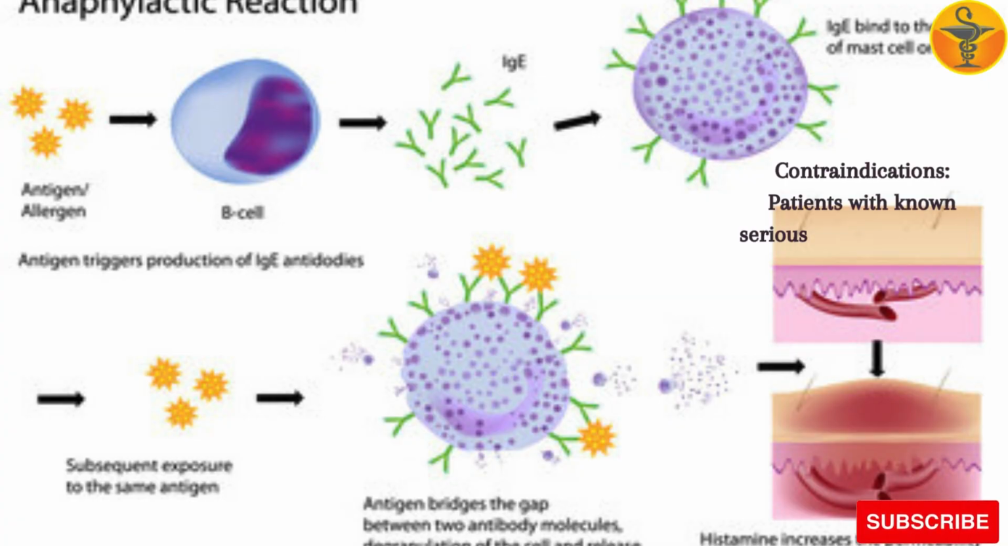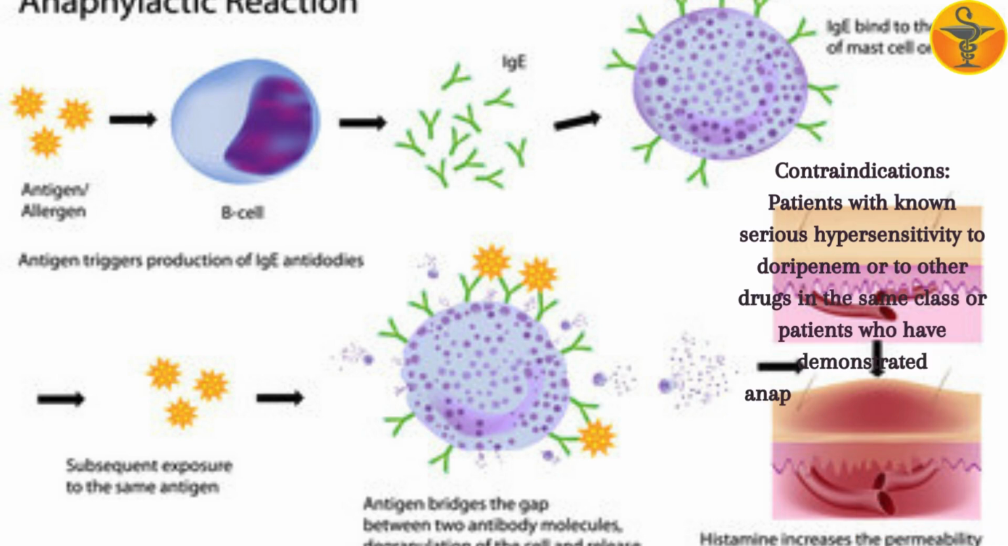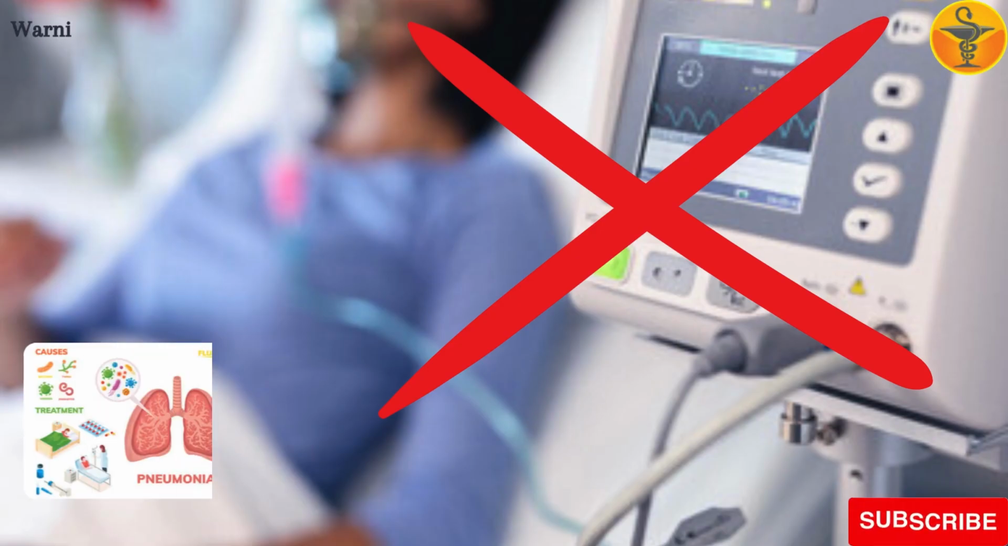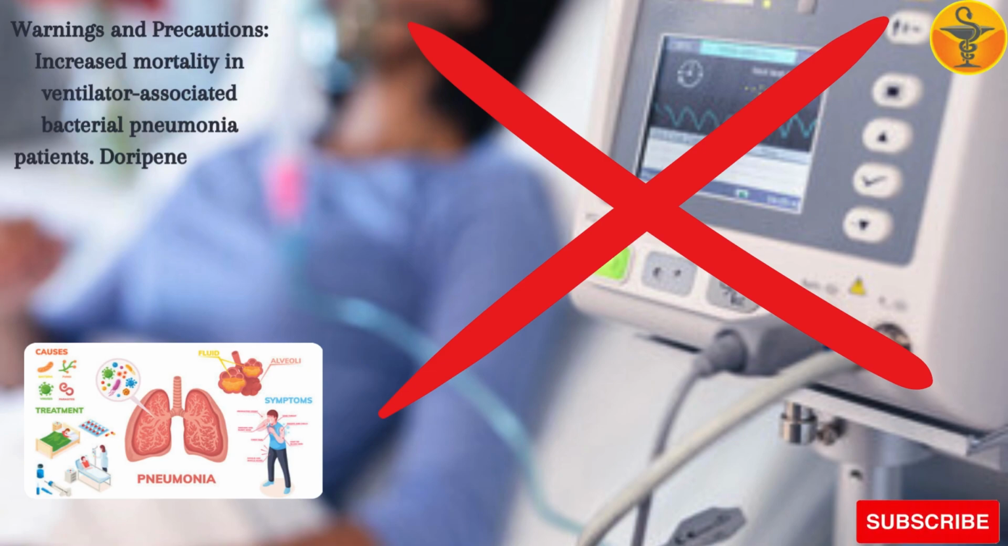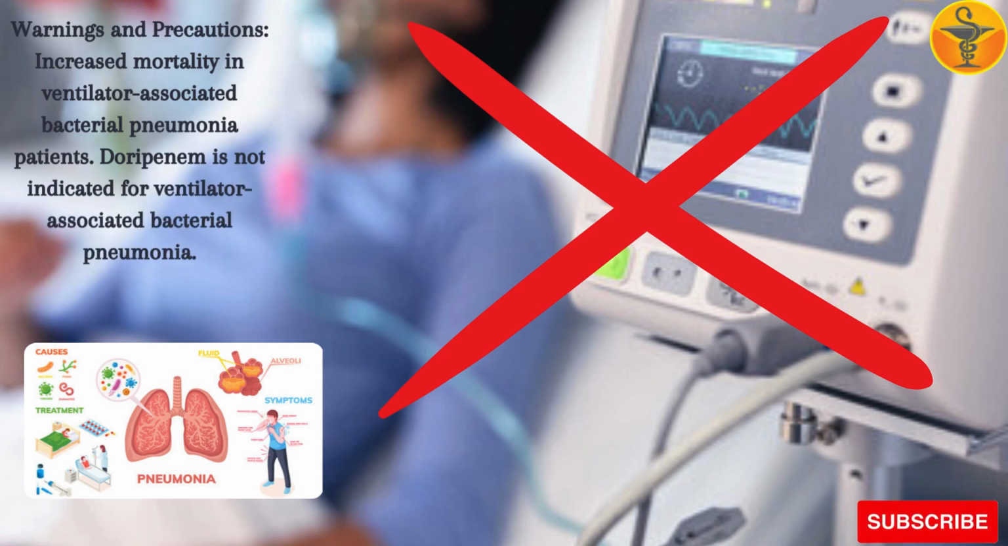Contraindications. Patients with known serious hypersensitivity to doripenem or to other drugs in the same class or patients who have demonstrated anaphylactic reactions to beta-lactams. Warnings and precautions. Increased mortality in ventilator-associated bacterial pneumonia patients. Doripenem is not indicated for ventilator-associated bacterial pneumonia.